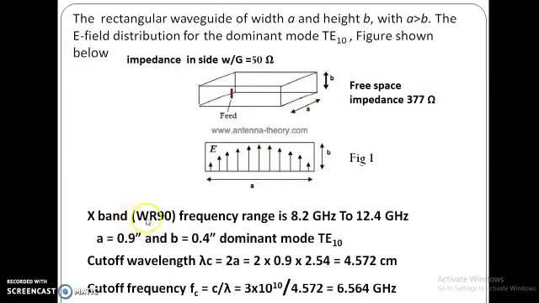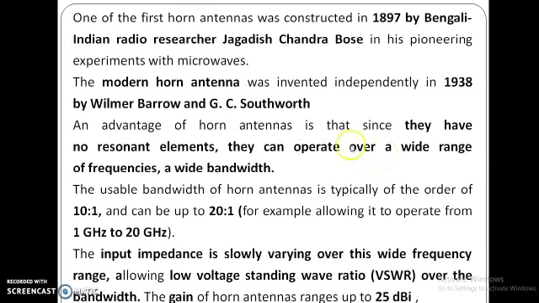If you use X band, it is known as WR90, and the range of frequency is 8.2 to 12.4 gigahertz. The corresponding broader dimension is 0.9 inch and the narrow dimension is 0.4 inch. This is 0.4, this is 0.9 inch. Cutoff wavelength lambda c is equal to 2a, that is 2 into 0.9 inch, which in centimeters is 4.572. The corresponding frequency is 6.56 gigahertz, that is, 10 to the power of 9.